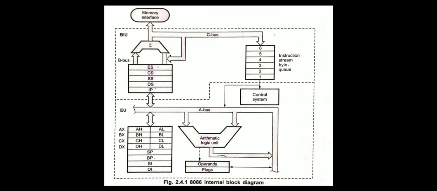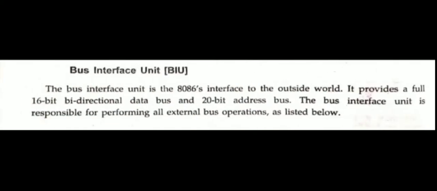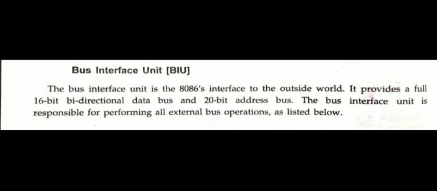From the block diagram, the memory interface is passing on to the BIU. The BIU is running several functions and it will pass to the execution unit to get the output. Bus interface unit: this is the first part of the architecture of 8086.